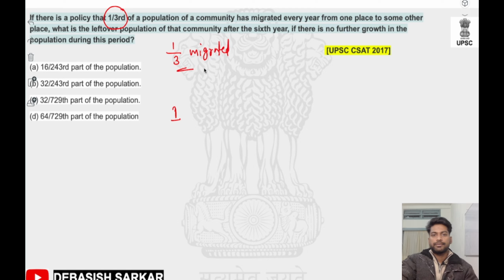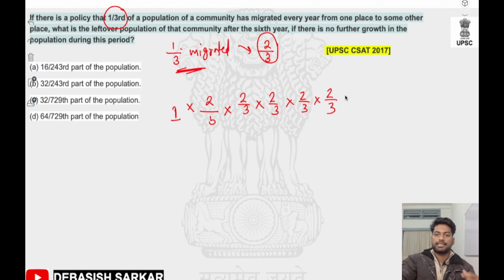So tell me, if 1/3 is migrated, it means leftover is 2/3, है ना? 1/3 is migrated, it means leftover community population will be 2/3. And how many times you have to calculate that? 6 times, because it's for 6 years. So 2/3 into 2/3 into 2/3 into 2/3 into 2/3. This is called series concept. Okay, 2/3. Okay, so 1 2 3 6 times.